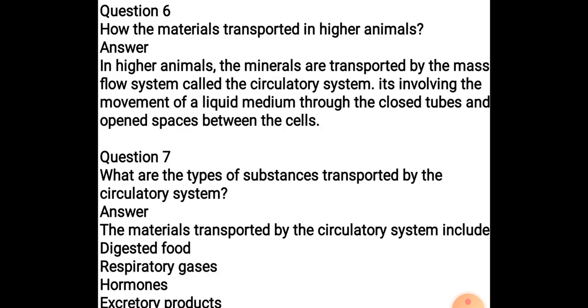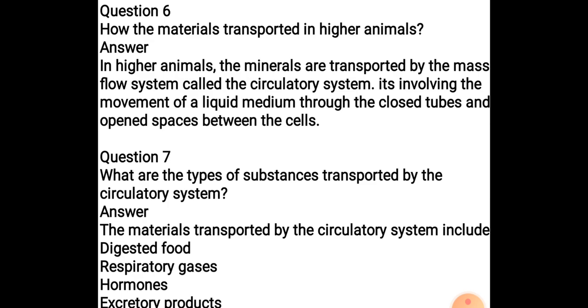How are materials transported in higher animals? In higher animals, materials are transported by the mass flow system, which is known as the circulatory system. It involves the movement of a liquid medium through closed tubes and open spaces between the cells. So in higher animals, there is a well developed system of tubes which help in transporting the substances in dissolved form via the circulatory system. And there is one more system, the lymphatic system, that you are also going to study.